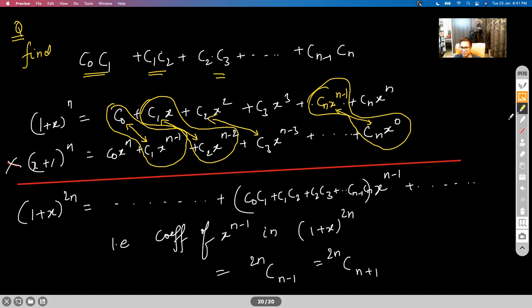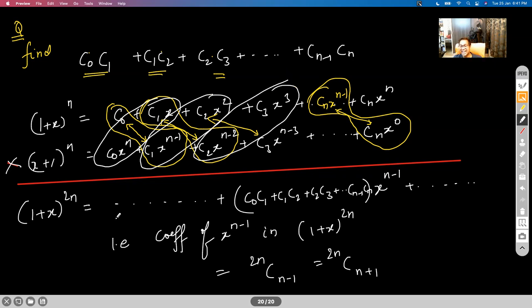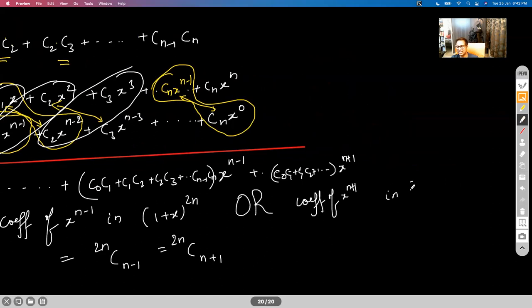Now, some of you would have multiplied these in the other way. In that case, you will have to see what is the coefficient of x to the power n plus 1. And you will be surprised to know that even x to the power n plus 1 will have the same series as its coefficient. So either you do it like this, or you find the coefficient of x to the power n plus 1 in the product, or in (1 plus x) to the power 2n, which ultimately gives you this expression. And as you have already seen, they are both equal. So either of the two mechanisms can lead to the same result.